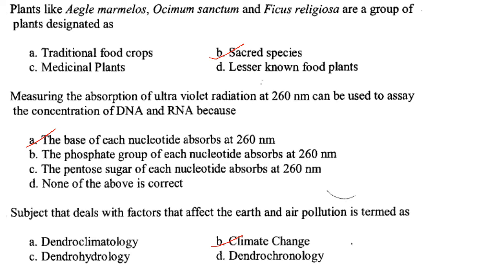Then, the subject that deals with factors that affect the earth and air pollution is termed as. Dendroclimatology is a science determining past climates from trees. Dendrohydrology is the science that uses dendrochronology to investigate and reconstruct hydrologic processes such as river flow and past lake levels. Dendrochronology is the science or technique of dating events, environmental change and archaeological artifacts by using the characteristic pattern of annual growth rings in timber and tree trunks. So the subject that deals with factors that affect the earth and air pollution is termed as climate change. Answer is option B.